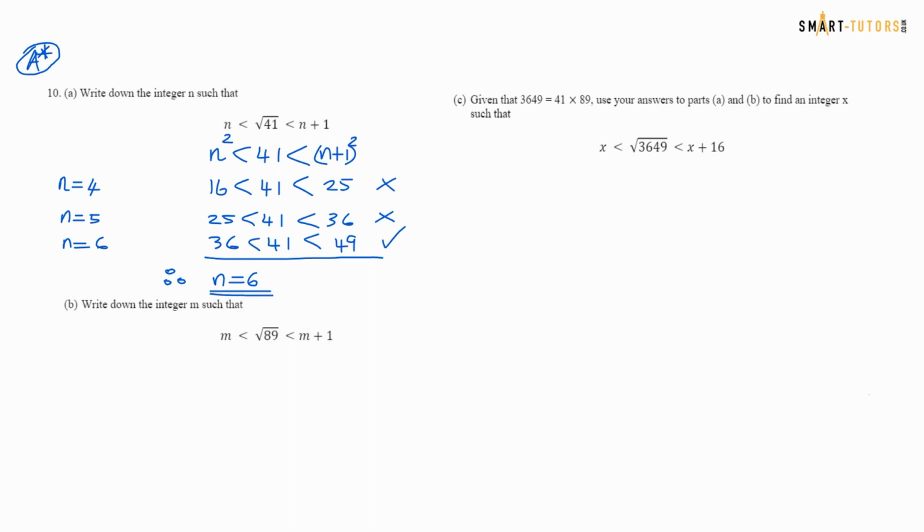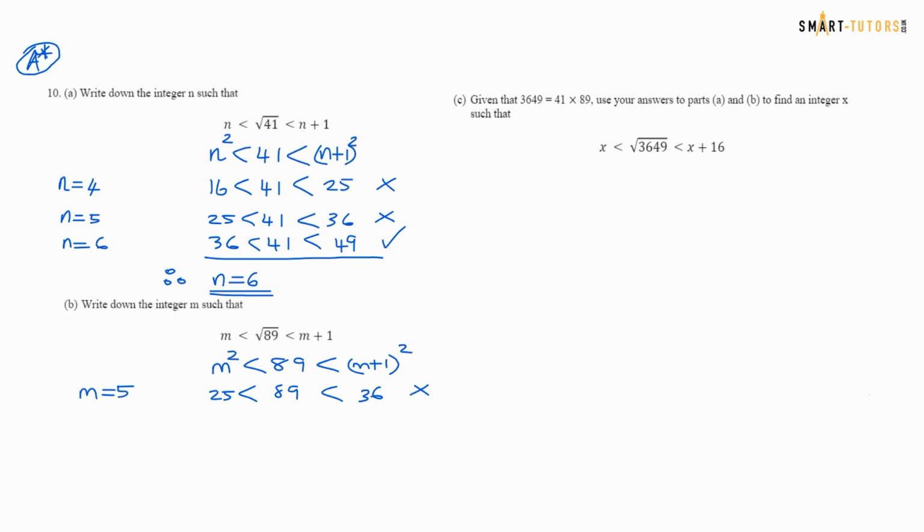Right, write down the integer such that, the same thing I'm going to do, m squared less than 89, less than m plus 1 whole thing squared. So when m equal, let's say choose anything, 5, 25 less than 89 less than 36, right? Now you know roughly, so just do some mental math. If it is 6, it's going to be 36 and 49, it's not going to happen. So 7 means 49, 7 plus 1 is 8, 64.